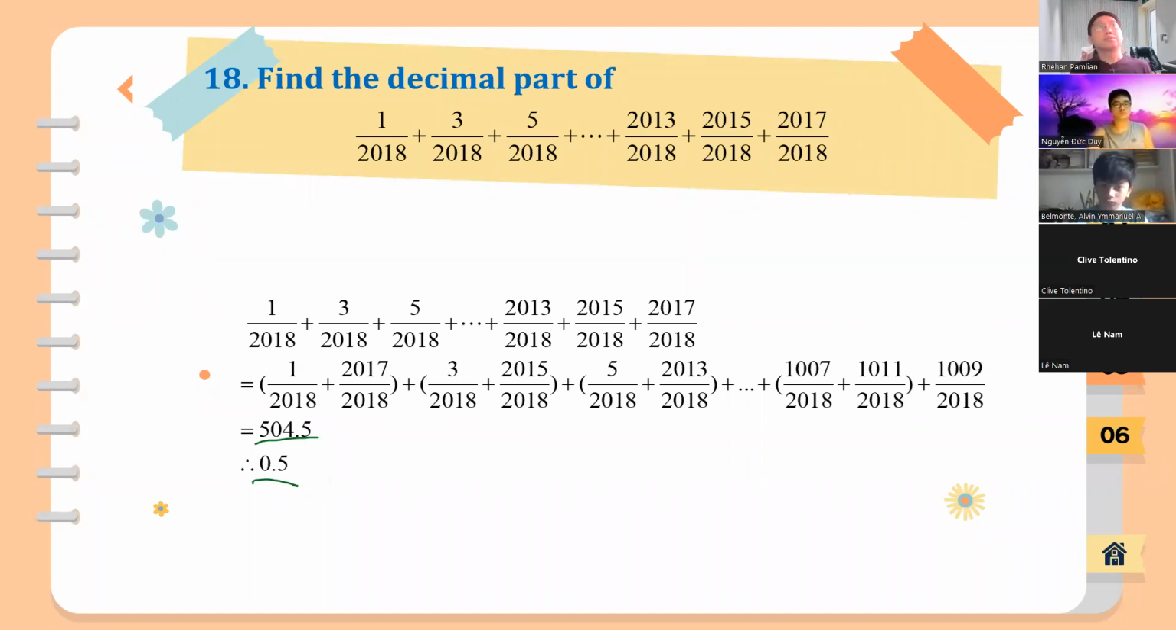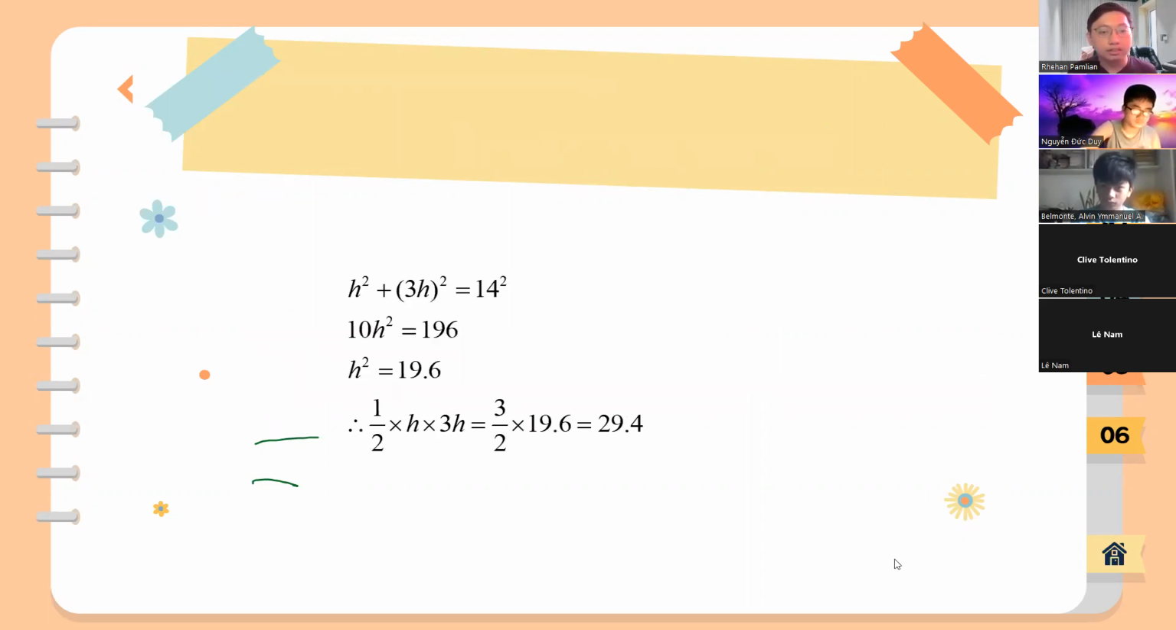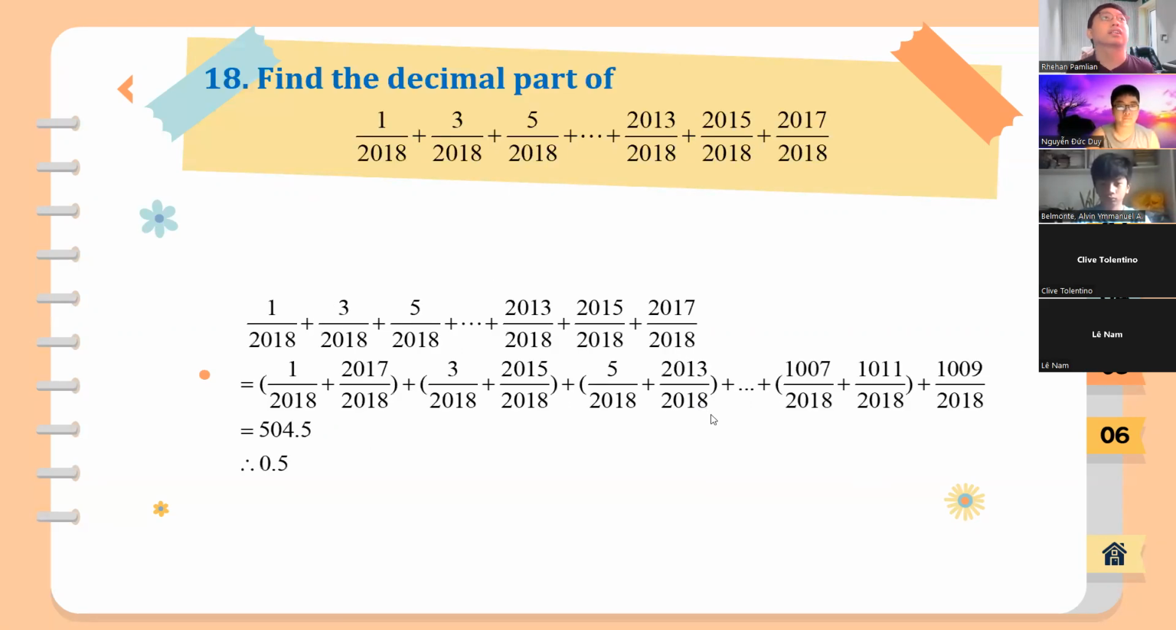Okay, we proceed with the next one, number 19. Any questions so far? You guys have any questions? Can you return back to question 18?